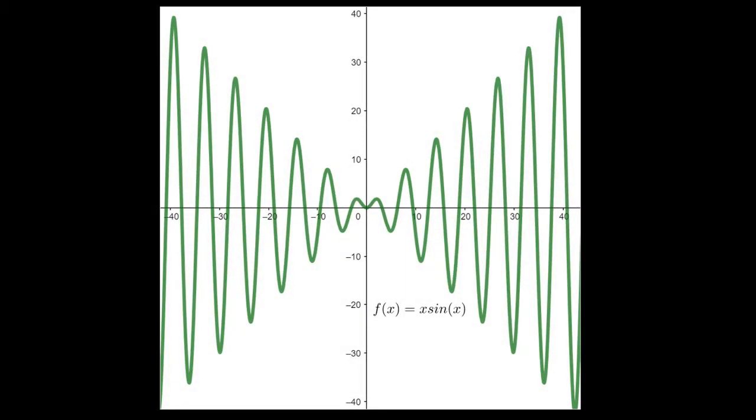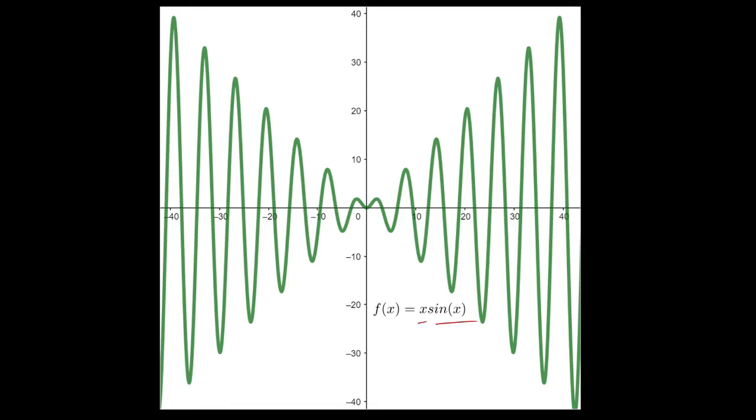This is the graph of the function defined by f(x) equals x times sine of x. You know that sine of x is a continuous function. In fact, sine of x is continuous for all real numbers. It is continuous in the set of real numbers, and so is x. And so the product of two continuous functions is going to be continuous.